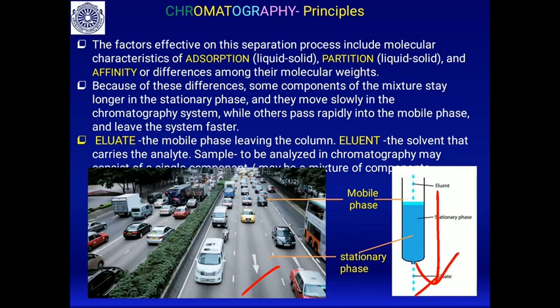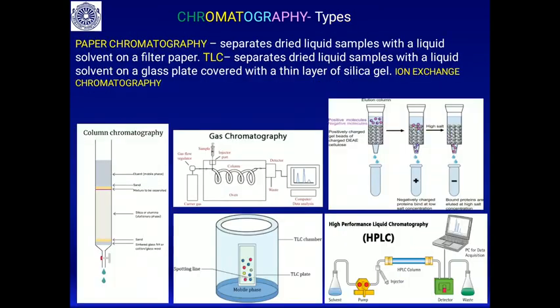Here, the eluate is what we collect: the separated substances, the mobile phase leaving the column. The eluent is what we are loading, the solvent that carries the analyte whose components we want to separate. The sample to be analyzed in chromatography may consist of a single component or a mixture of components. So, this is the basic principle of chromatography.